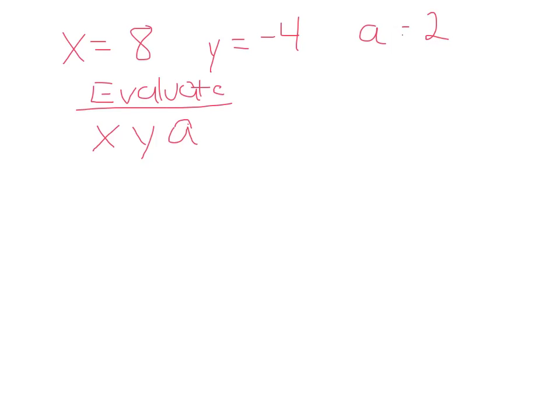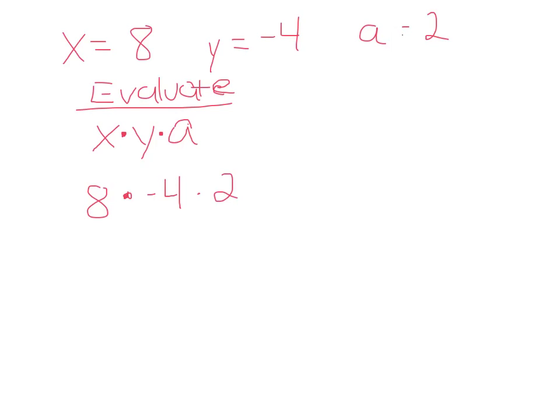Now this might look familiar because you have to do this for adding and subtracting. If you don't see any signs in between the variables, that means it's multiplying. So xy means x times y. Ya means y times a. Alright, so we plug in the numbers. X equals 8 times, we bring it right down. Y equals -4 and a equals 2.